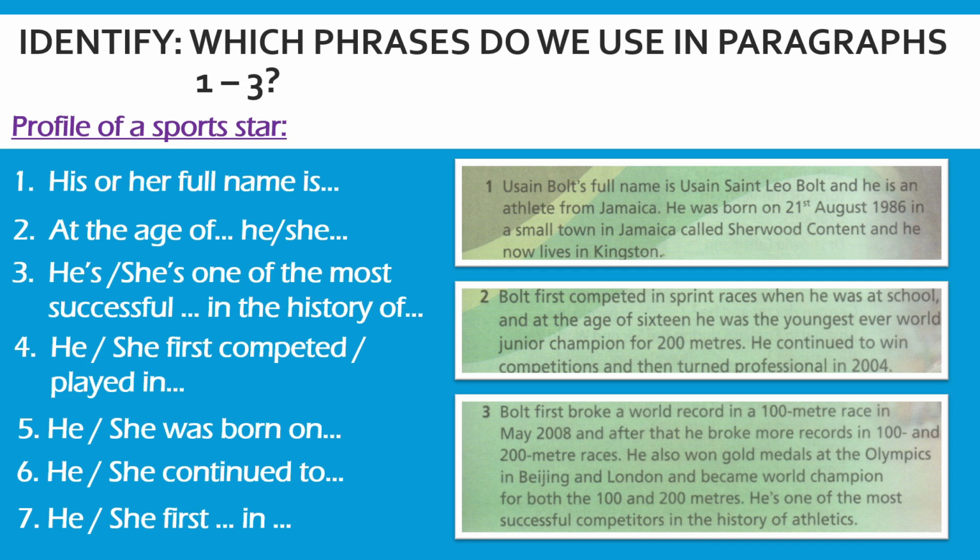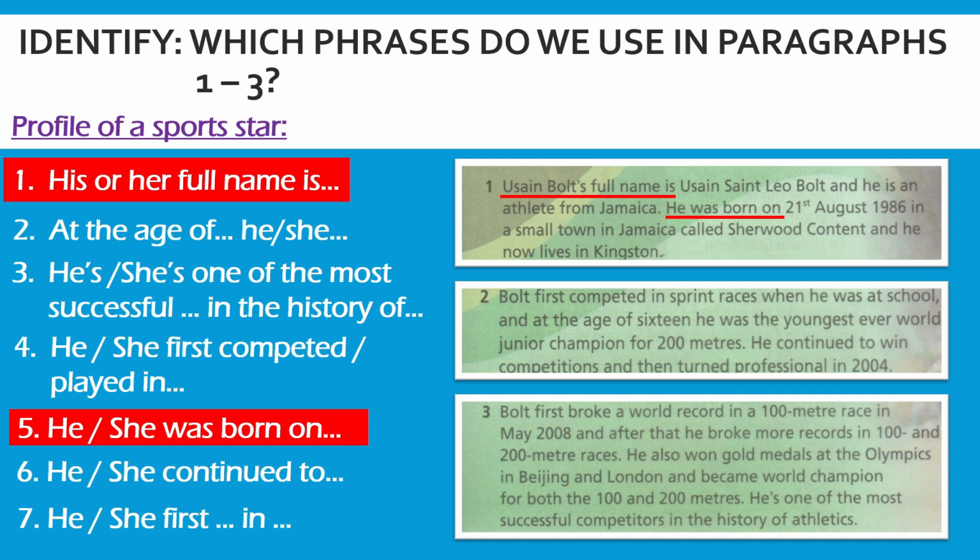Usain Bolt's full name is Usain Leo Bolt, and he is an athlete from Jamaica. Now the first sentence was using the first key phrase. He was born on 21st of August 1986, and this sentence is using the 5th key phrase. Therefore, these are the answers.